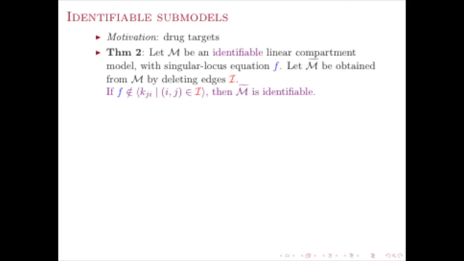So here's the setup. Let's say you have a model M and you already know it's identifiable. Now I remove some more edges from this model and I have a new model M tilde. So now I want to use the original singular locus equation, F. I want to know when I plug in the corresponding k's equal to 0, right? So I deleted some edges. If I plug in those k's and set them equal to 0, do I get the 0 polynomial or do I not get the 0 polynomial? That's my question. As long as I don't get the 0 polynomial, then the new, smaller model I have is still identifiable.